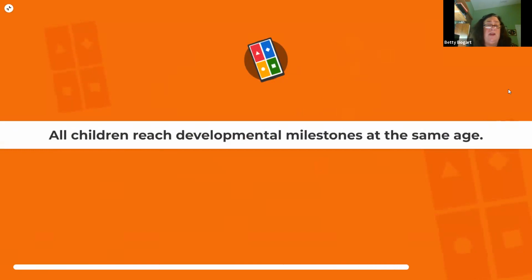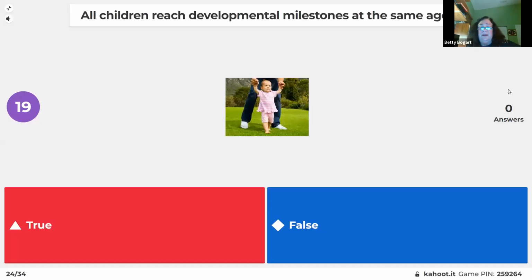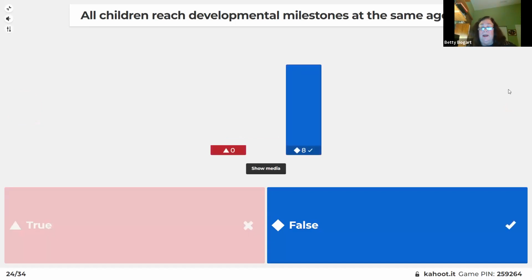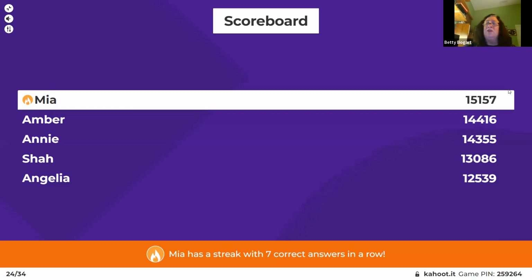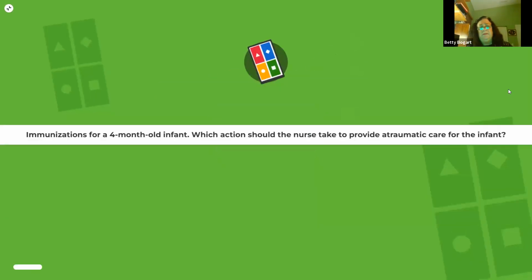All children reach developmental milestones at the same age. Yes or no? Absolutely not. Everyone's different. Most children are up and maybe walking by 12 months old. My grandson, he never walked at 12 months of age. He never walked. He ran at 15 months. But that is all different, and it's okay. As long as you're moving forward, it's normal.